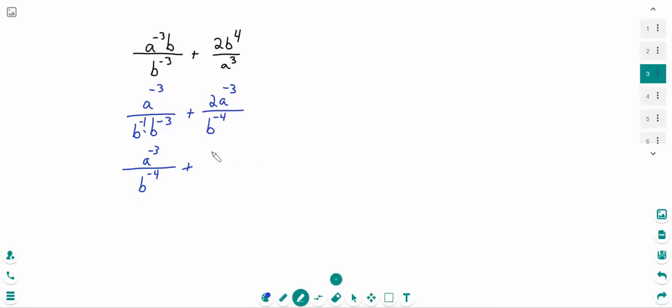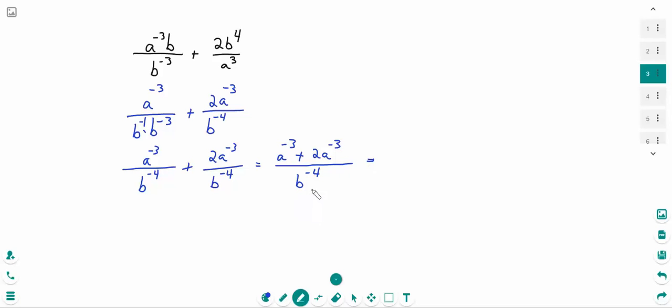Plus, over here, there's nothing we can do in the numerator. And in the denominator, well, there is nothing we can do either. And now we do have common denominators, b to the negative 4. That's great. We can add them. So let's put the whole thing over the common denominator of b to the negative 4. And we're going to add our numerators. So we have a to the negative 3 plus 2a to the negative 3.